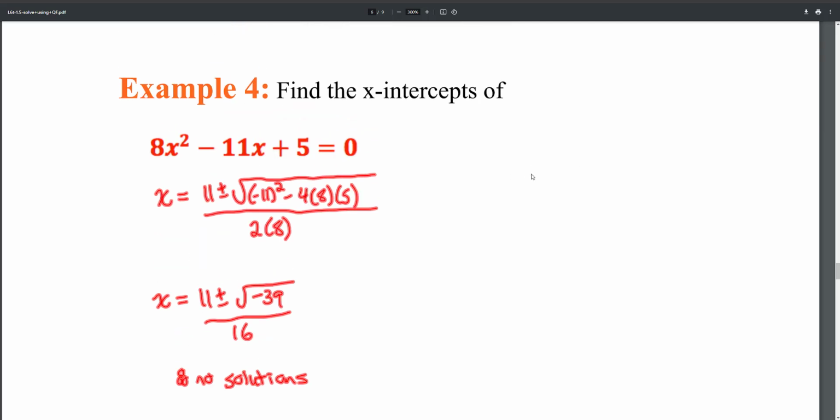And here is an example of no solutions. So if my a value is 8, b value is -11, c value is 5, -11 squared minus 4 times 8 times 5. 4 times 5 is 20. 20 times 8 is 160. 11 squared is 121. So 121 minus 160 is going to give you a negative answer. You cannot take the square root of a negative number.